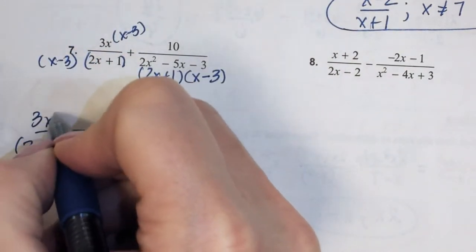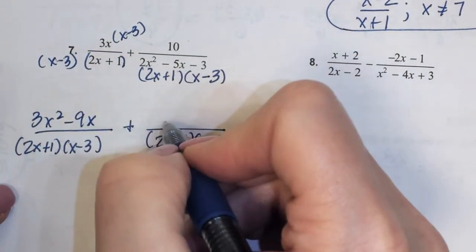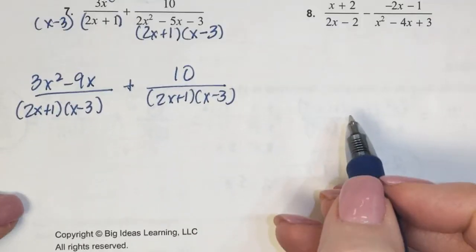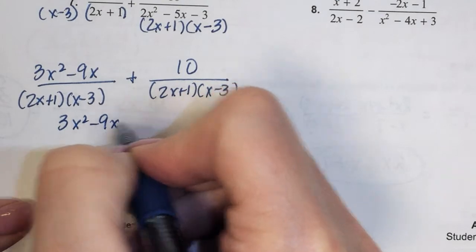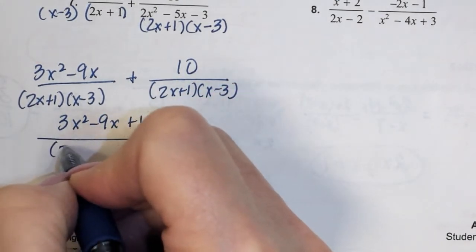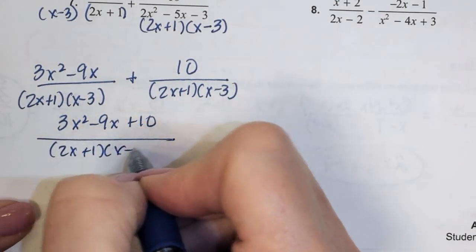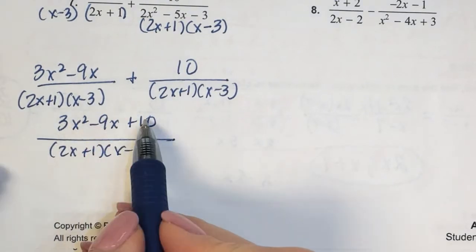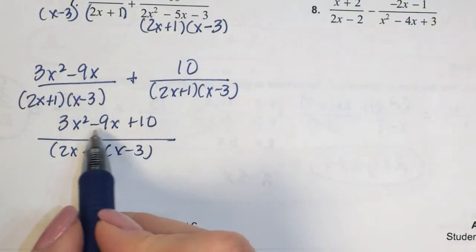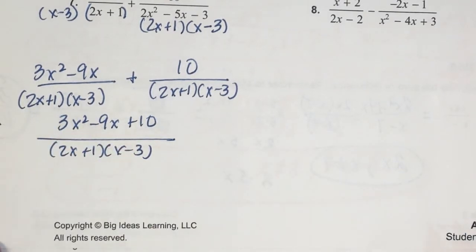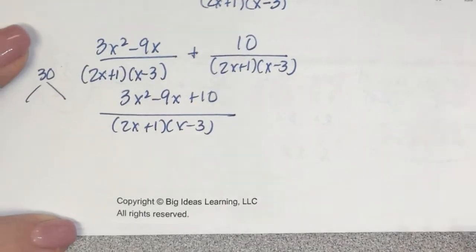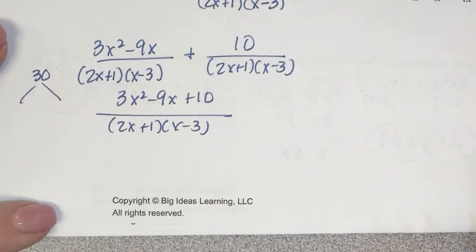So we're going to have 3x squared minus 9x. The next one isn't going to get multiplied by anything. So we've got 3x squared minus 9x plus 10. I got to check this. Are there numbers that will multiply to be 30 and add to be 9? Multiply to be 30, 10 and 3, 6 and 5, 2 and 15. I don't think it'll work, will it?